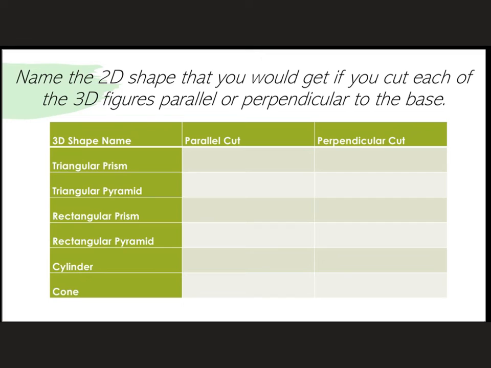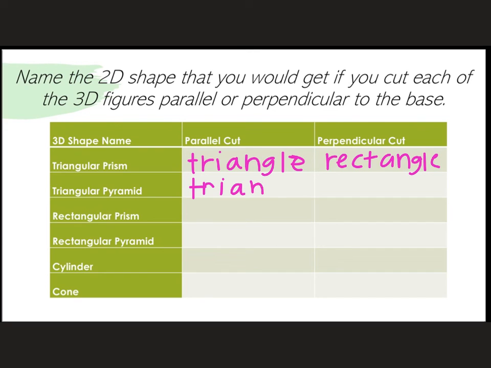So in a triangular prism, my base is a triangle. So if I cut it parallel, I would get a triangle. In a triangular prism, my sides are rectangles. So if I made a perpendicular cut, I would see a rectangle. Triangular pyramid, my base is still a triangle, so my parallel cut would get me a triangle. Perpendicular cut, my sides in a pyramid are triangles as well. So if I made a perpendicular cut here, I would see a triangle.